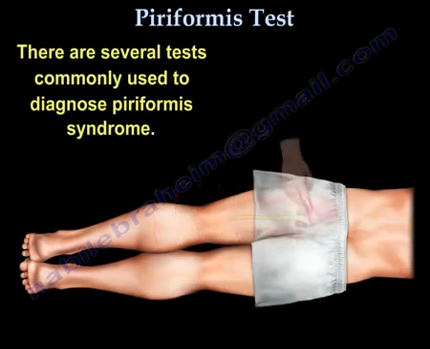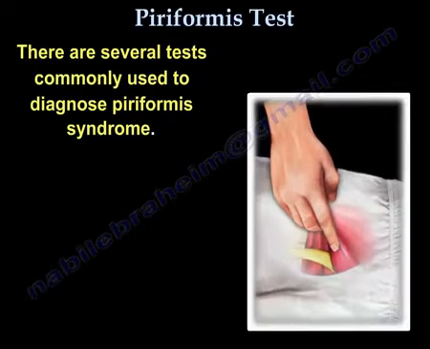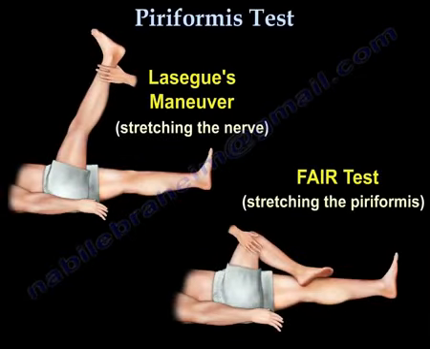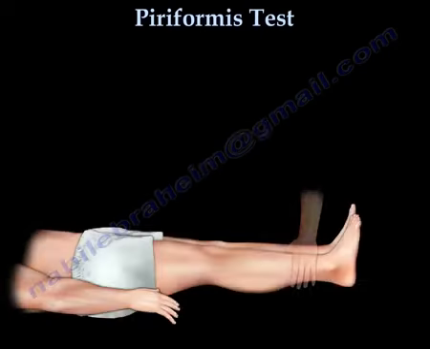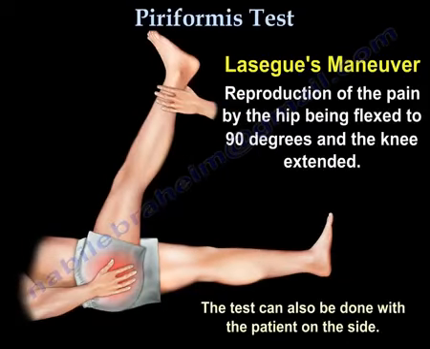There are several tests commonly used to diagnose piriformis syndrome. The Lasègue maneuver, which tests stretching of the nerve, and the FAIR test, which stretches the piriformis muscle itself. In the Lasègue maneuver, the pain is reproduced by flexing the hip to 90 degrees with the knee extended. The test can also be done with the patient on their side.